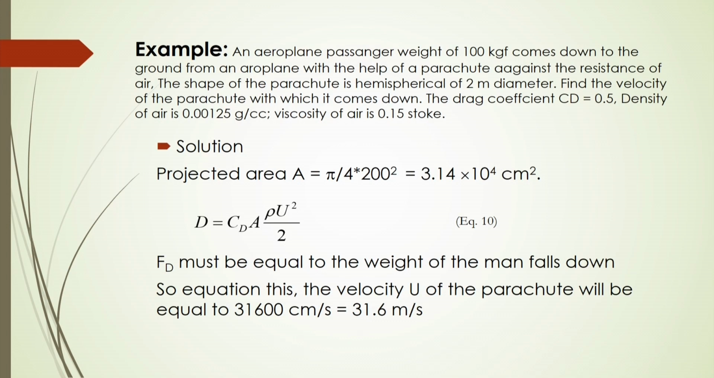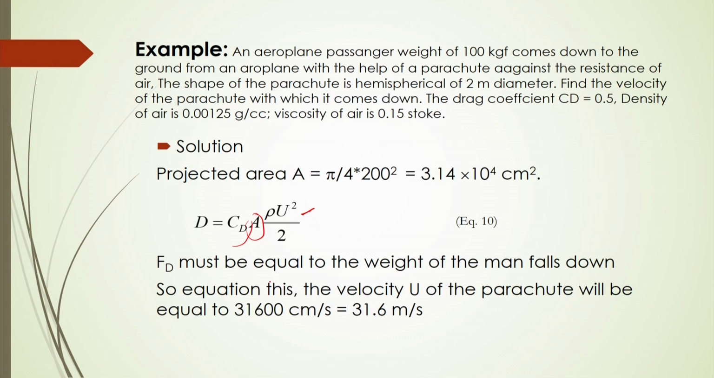So, in this case, simply you have to apply this drag force equation. First you have to calculate the projected area. The projected area is pi by 4 into the diameter square of this hemispherical parachute, and it is simply 3.14 into 10 to the power 4 centimeter square. After substitution of this drag coefficient C d in equation 10, and this projected area A, and the velocity u, you can simply calculate the drag force.